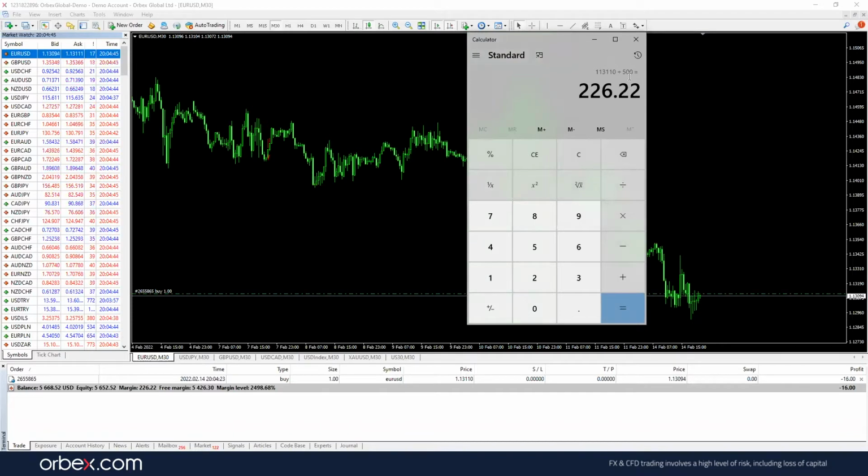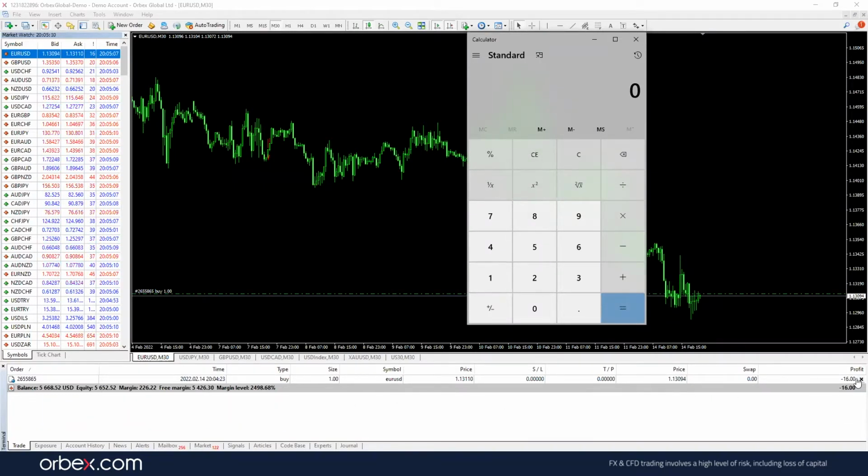If for whatever reason you want to use a lower leverage, we'll get into leverages a little bit more, but obviously we're going to cancel that again. So 1.1311 times 100,000 and then divided by, let's say, 100. If you want a 1 to 100 leverage, then the margin requirement will be a little bit more, so it'll be 113.1.